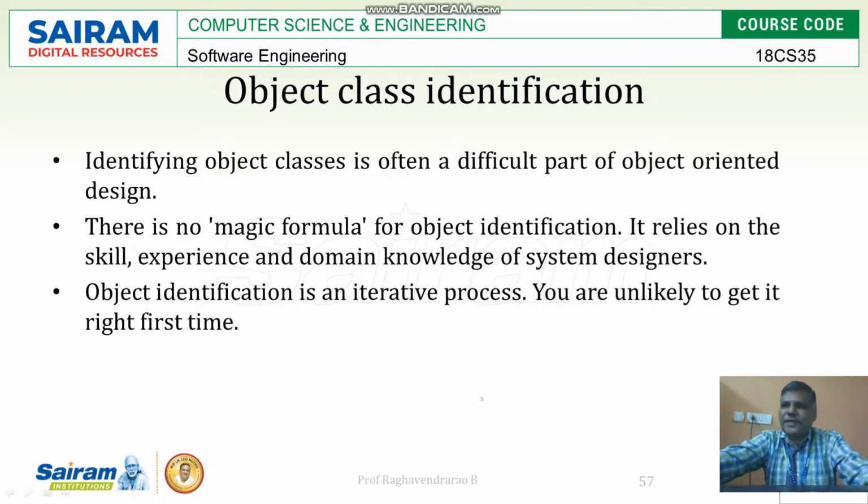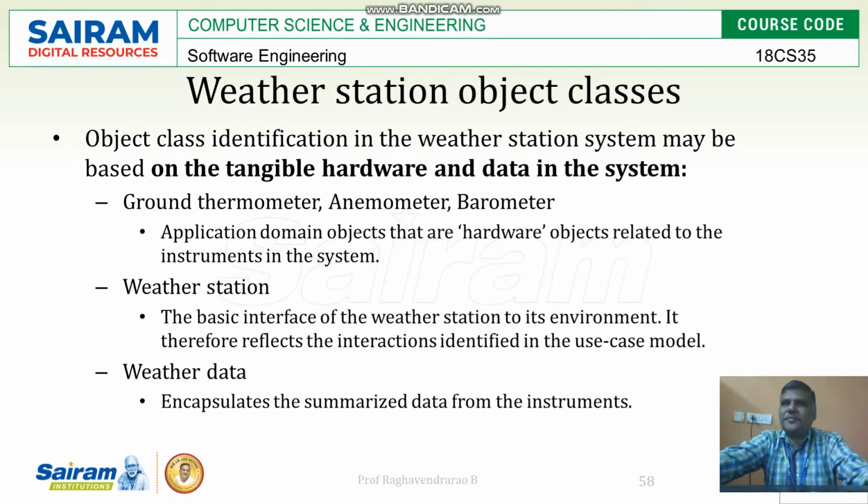In this, you should identify which are the objects, the important objects that you want to communicate, and it should get executed in the interactive process. Those things you should consider. For the weather forecasting station, the weather station objects, we have the object classes. It's a class definition which is going to have the tangible hardware and data in the system. So hardware is also there and data is also going to be present in this.